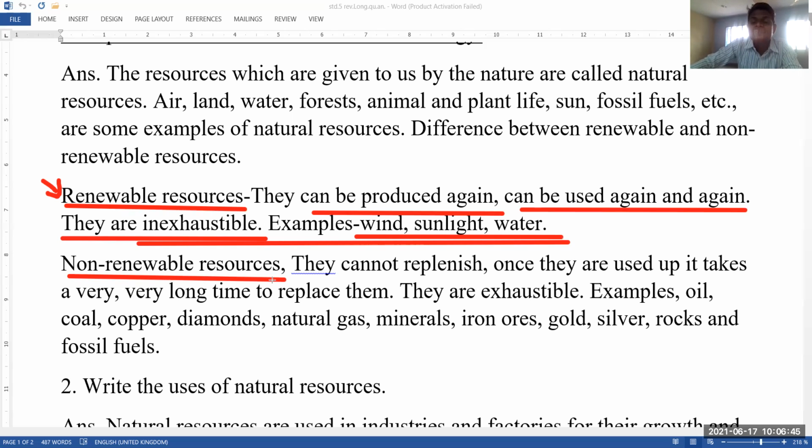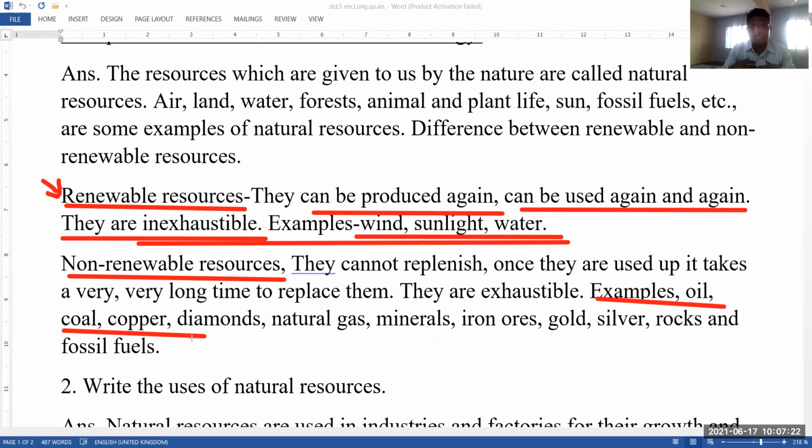They are exhaustible. Exhaustible means they can easily be completed, finished after some time. They can become extinct. Example, which are the examples? Oil, coal, copper, diamonds, natural gas, minerals, iron ores, gold, silver, rocks, and fossil fuels. So these are the various examples of it.